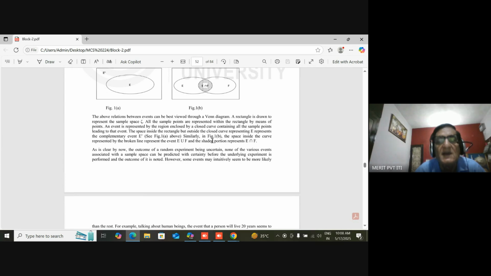So in the figure, the space inside the curve represented by the broken line represents E union F, and the shaded portion represents E. This is E union F.